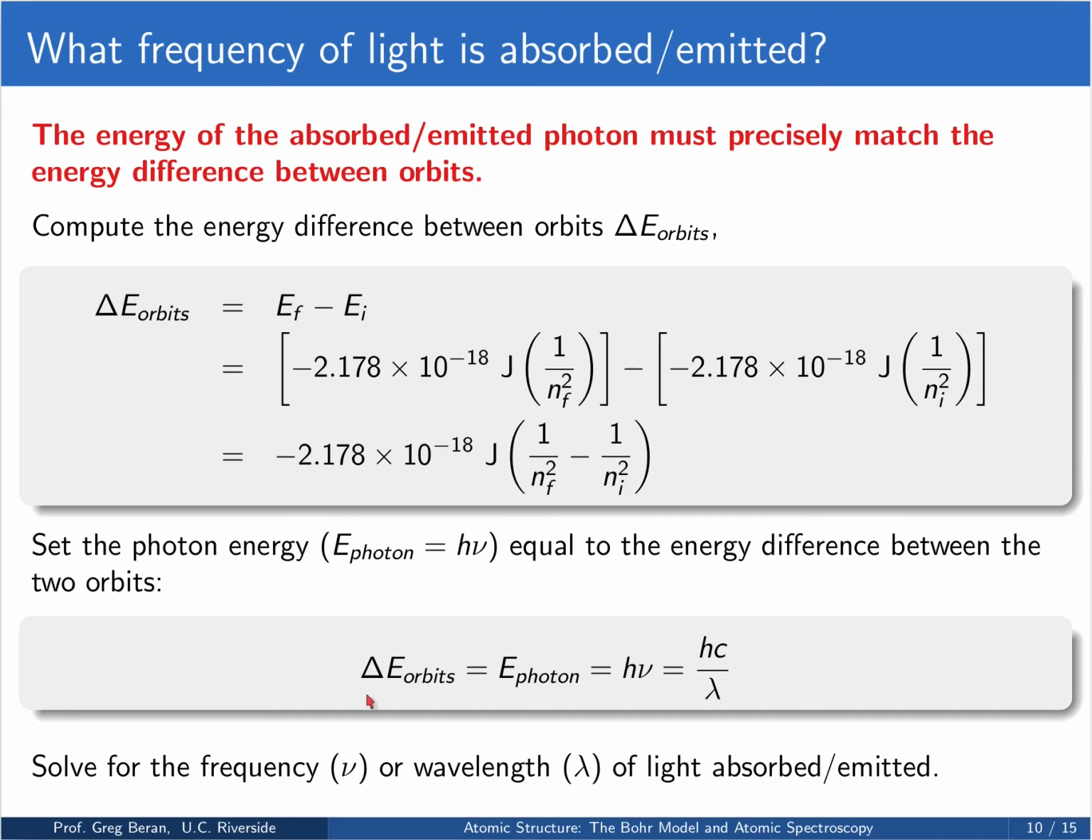So we have our delta E of orbits. We're going to set that equal to the photon energy, and the photon energy is going to be determined by the frequency via h nu, or the wavelength via hc over lambda. And so we can now use this expression to solve for the frequency of the light absorbed. So to recap, we're going to calculate delta E between the two orbits, and then we're going to set that equal to the photon energy h nu, or hc over lambda, and solve for nu, or solve for lambda.